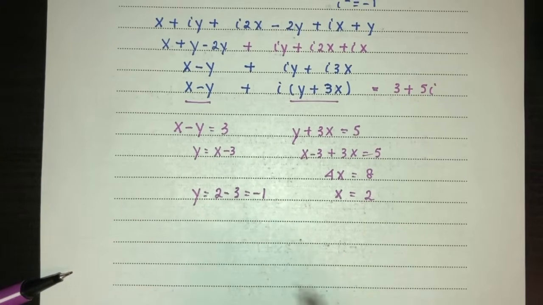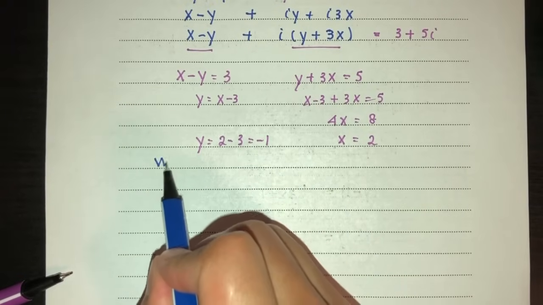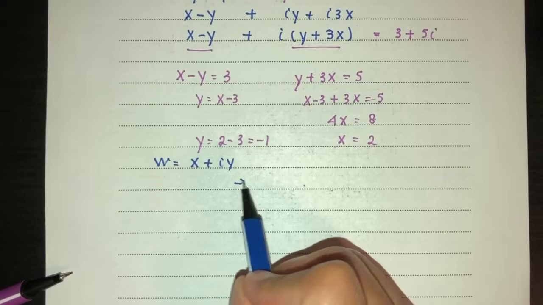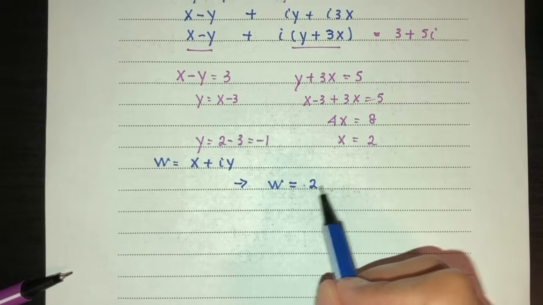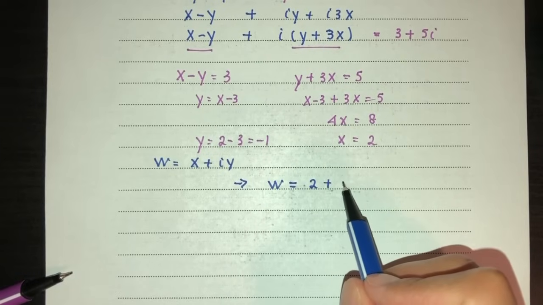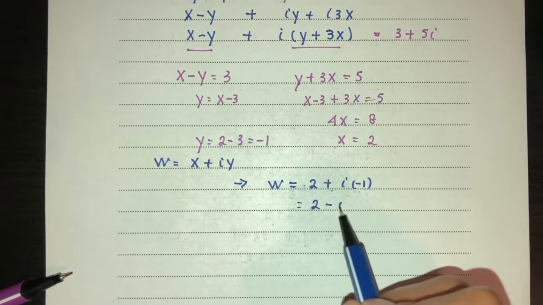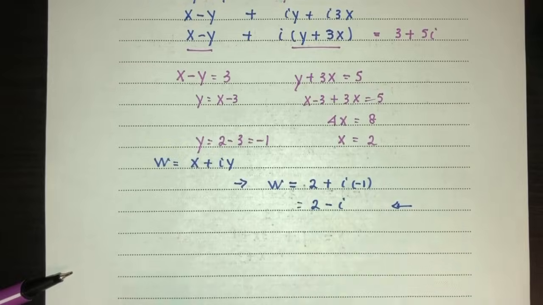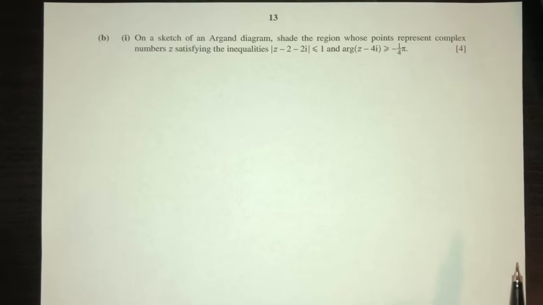So we place these values back in the main form, as we have said, w is equal to x + iy. From this the solution for w will be x, which is 2, plus i times minus 1, which is 2 - i. This will be your value for w, and you have solved your equation. That is it. So let's move on to part B of question number 8.